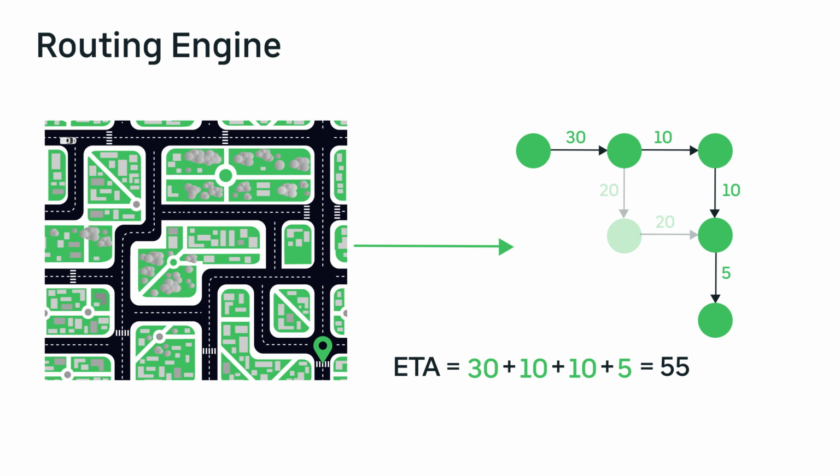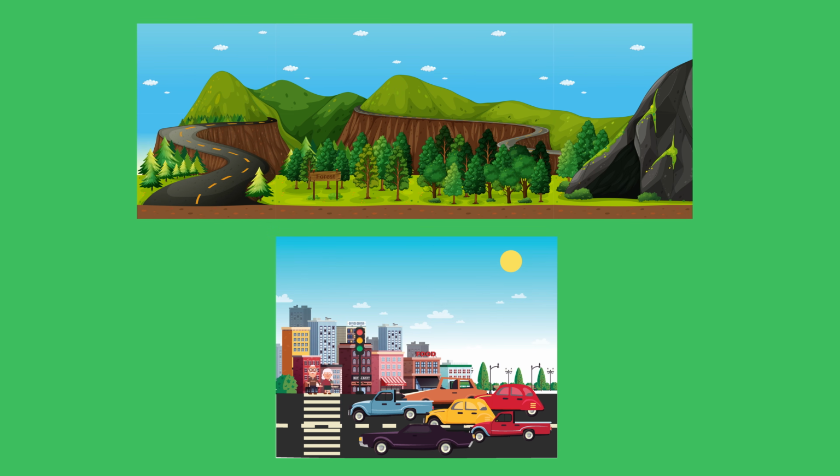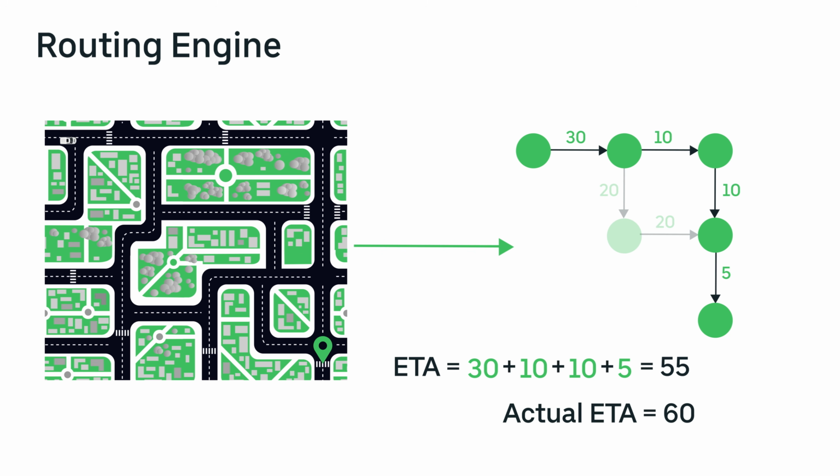But there is a problem with this type of routing engine. It fails to capture information like terrain details, road and traffic conditions, etc. Due to this, the calculated ETA is often not very accurate.